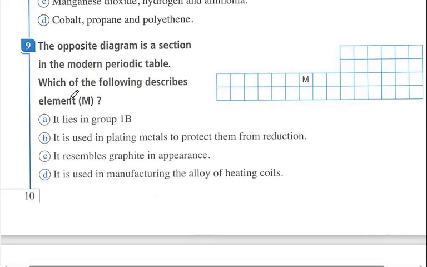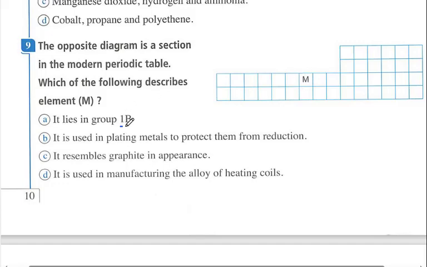So let's have another question. The opposite diagram is a section in the modern periodic table. Which of the following describes the element M? Here the representative elements start from 3A. Before 3A, the transition elements are preceded by 2B, which is zinc, cadmium, and mercury. Here copper, silver, and gold in group 1B. Here group 8, iron, cobalt, and nickel. So this is nickel. So what is the question?